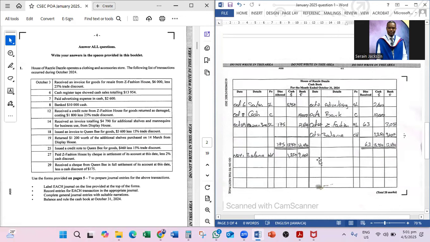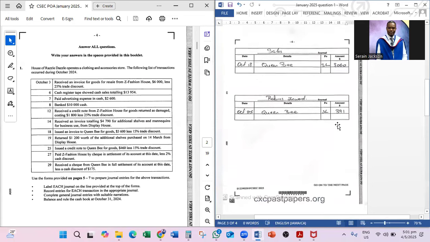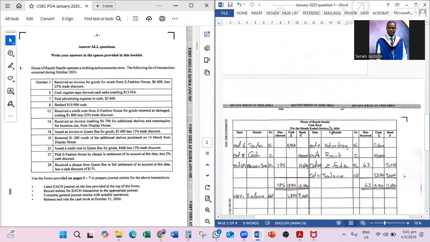Similarly, October 29, received a check from Queen B in full settlement of its account at this date, less a cash discount of $175. So we do the same thing. If you look at Queen B, they had owed us $3,060, but they had sent back $391 worth of goods to us. So we would subtract the 391 from the 3,060, and then we take out the discount, which is $175, and so they would have to pay us now $2,494. So we finished all the transactions.